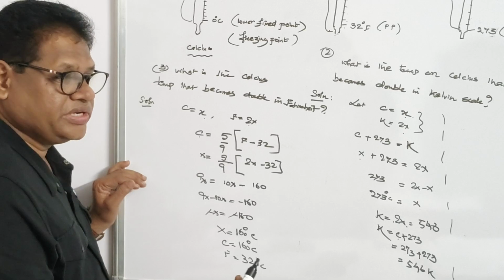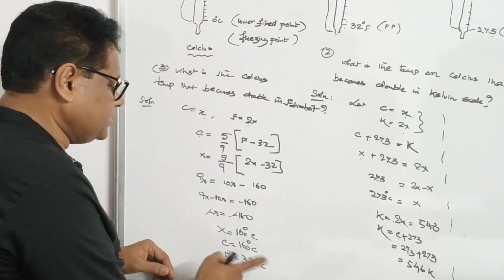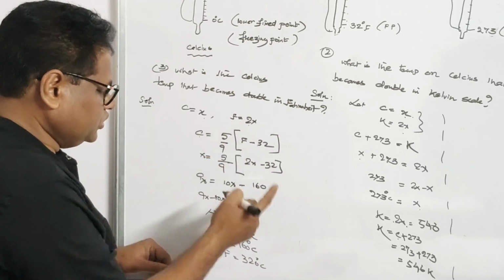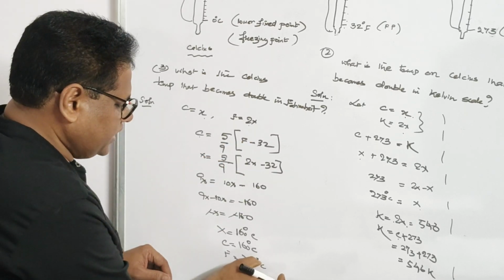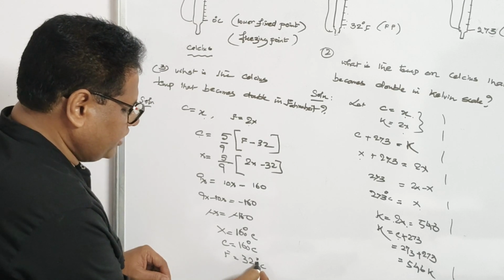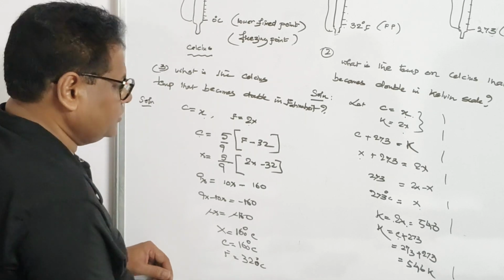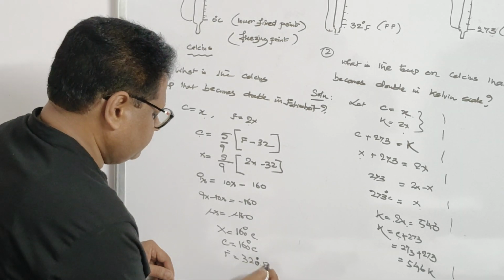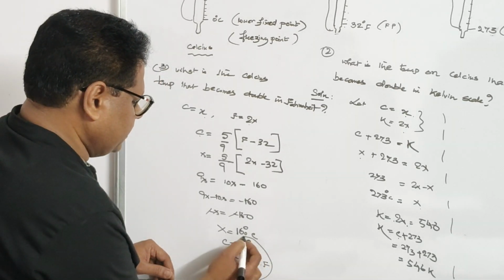If you want, you can check the answer. Just put Celsius as 160. The Fahrenheit temperature comes to 320. That is what we say, that the temperature in Fahrenheit is double of Celsius. This is 320 degrees F. So this is one type of question.